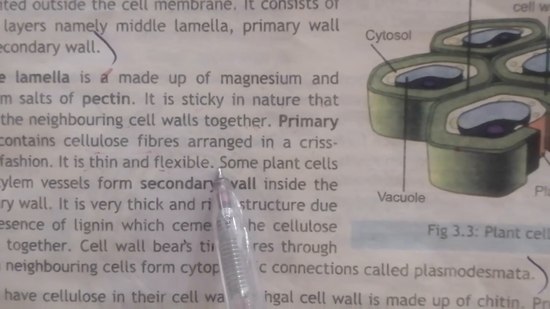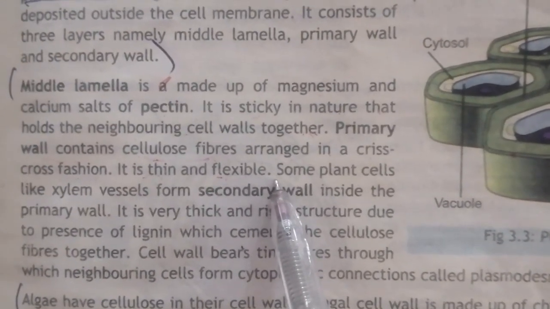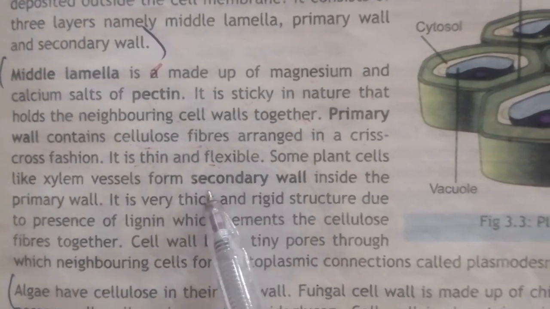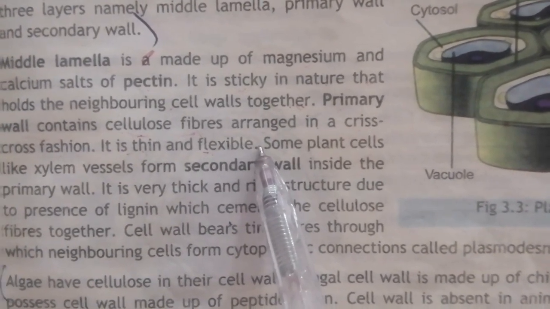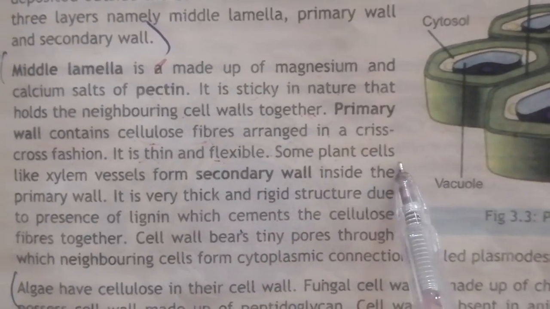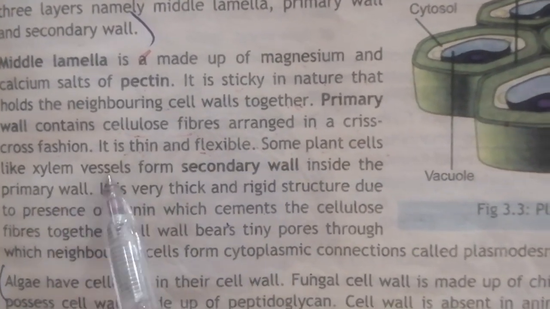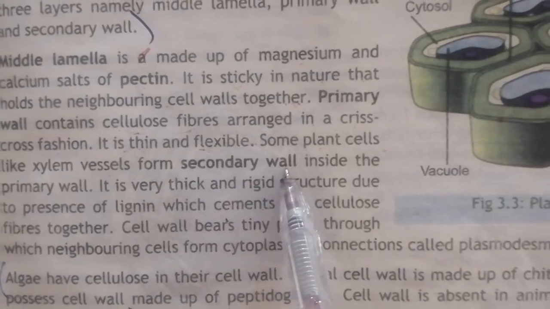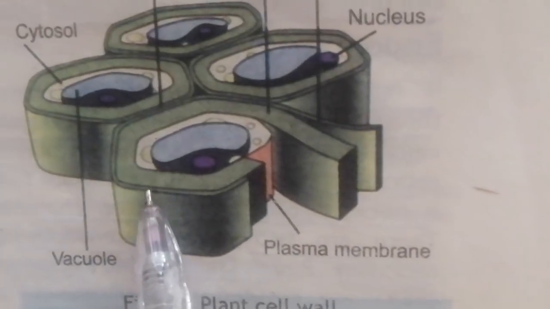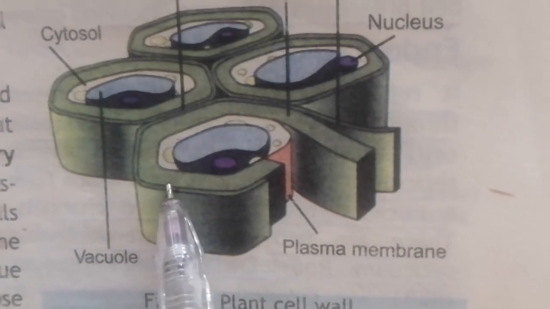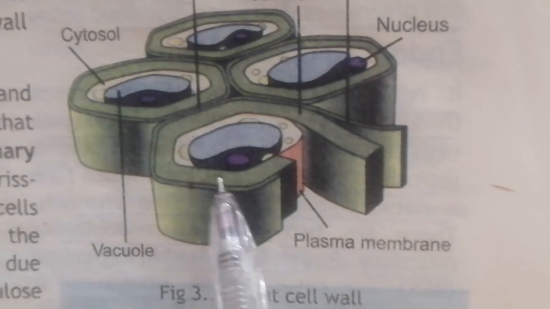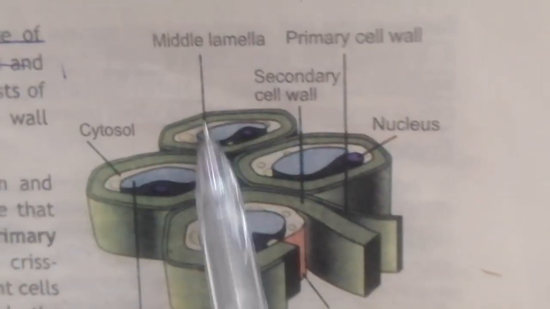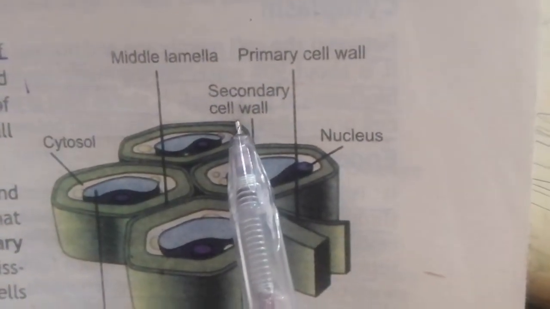Come to the third heading with the next layer of the cell wall, which is called secondary cell wall. From here you will start your next heading, secondary cell wall. Some plant cells like xylem vessels form secondary cell wall inside the primary wall. So in the figure you can see this broad portion which is present inside the primary wall. So this whole part, whole region, whole layer is given the name secondary cell wall.